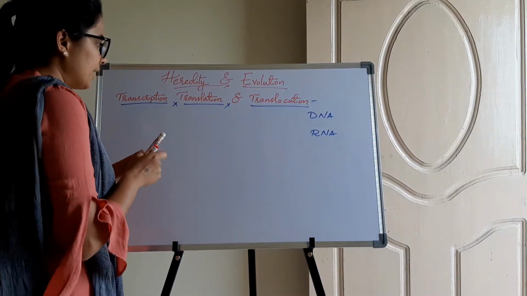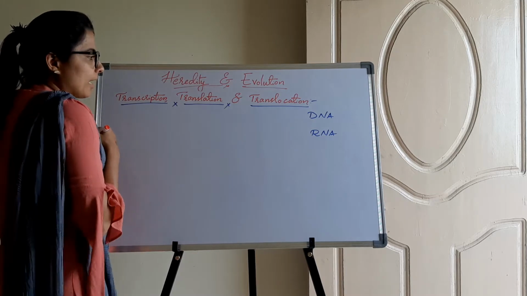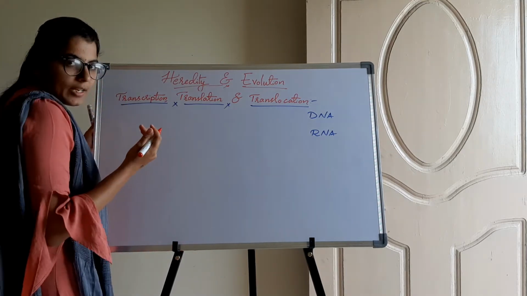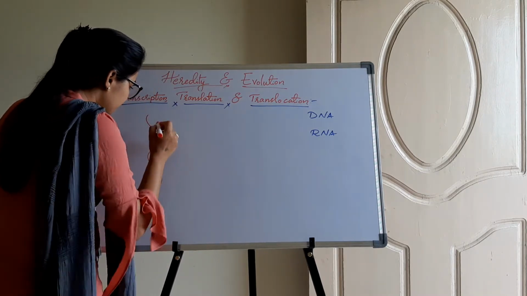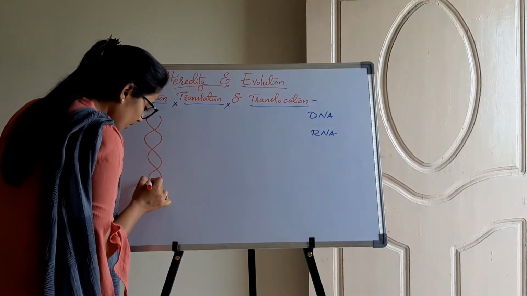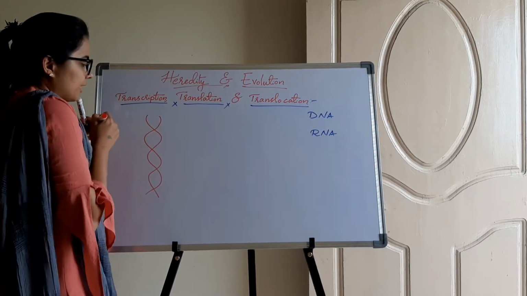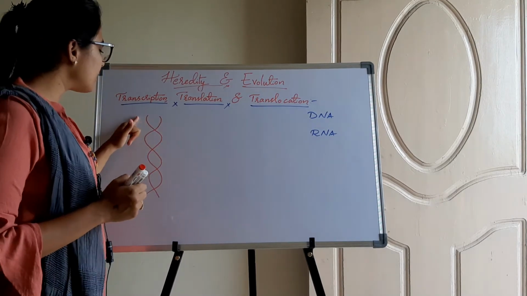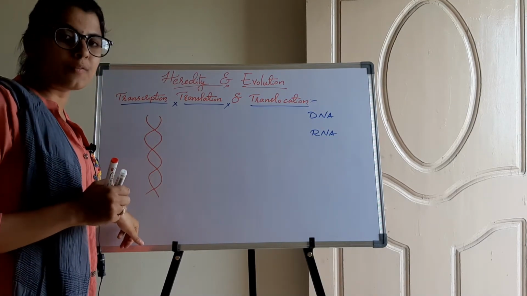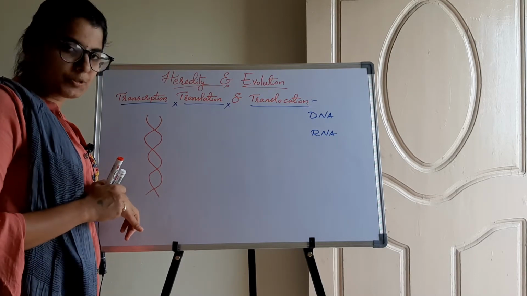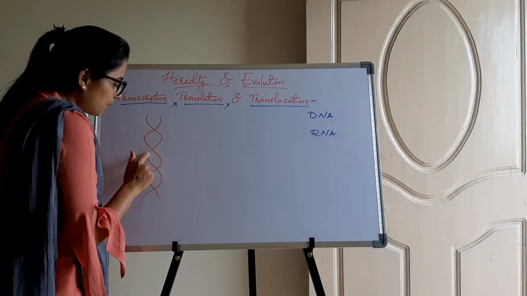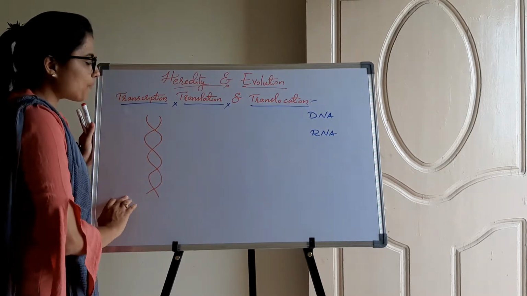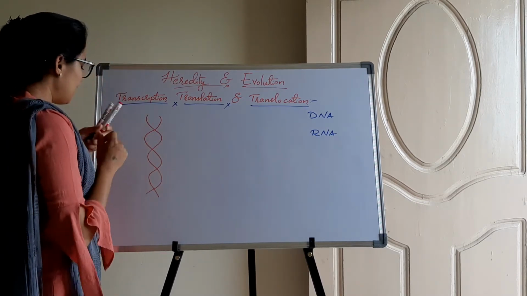Let's continue with the DNA. DNA was discovered by Watson and Crick. We know it was a double helical structure. We have seen in our previous class that DNA is present as genetic material in most of the living organisms. Viruses were an exception. So how does this DNA look? DNA is a double helical structure, like this.